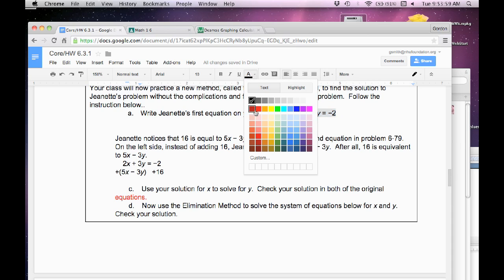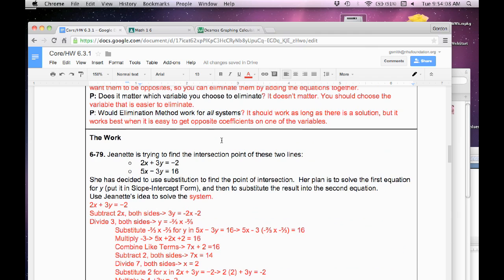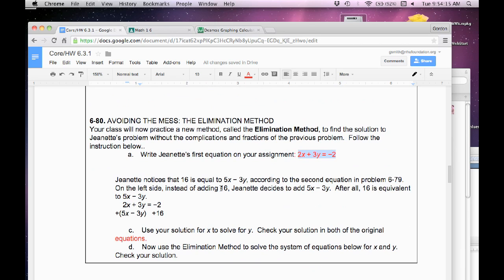Now what it says is that Jeanette notices that 16 is equal to 5x minus 3y according to the second equation in problem 579. She gets her information from right there. 16 is equal to 5x minus 3y. On the left side, instead of adding 16, she decides to add 5x plus 3y. In other words, she's going to add the 16 here and the 5x minus 3y here. After all, 16 is equivalent to 5x minus 3y. So she adds the 16 to the right side and this to the left side.